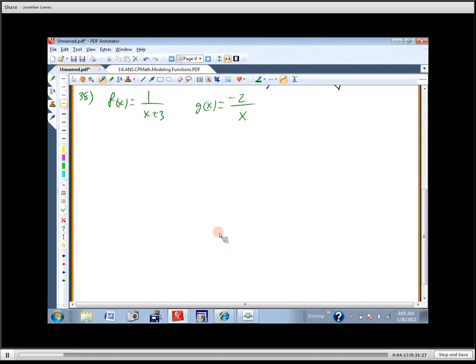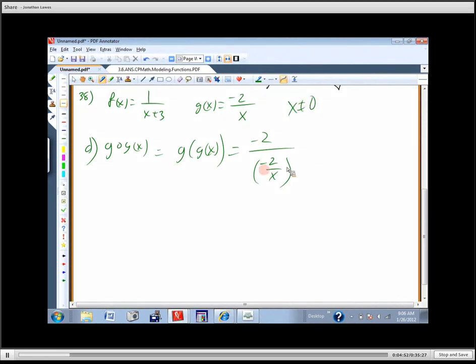Okay, let's do D. D says find g of g of x and state the domain. So that means g of g of x, right? That means we're going to plug g into itself. So that would be g is -2 over something. And what is that something that we're plugging in? -2 over x. Okay? Now remember, you've got to throw out anything that doesn't work with the function you're starting with. So we've got to throw out 0. So x cannot equal 0.